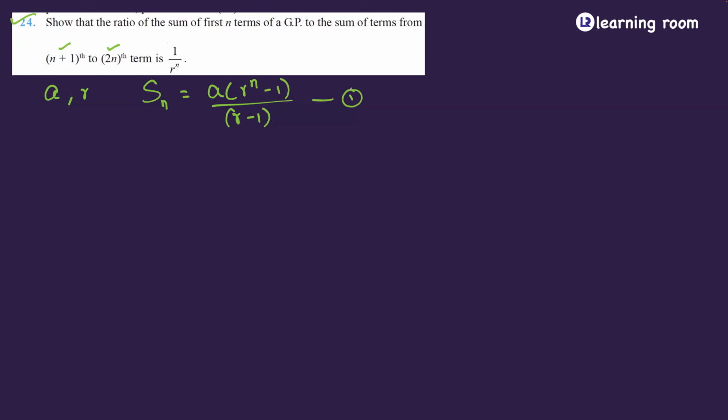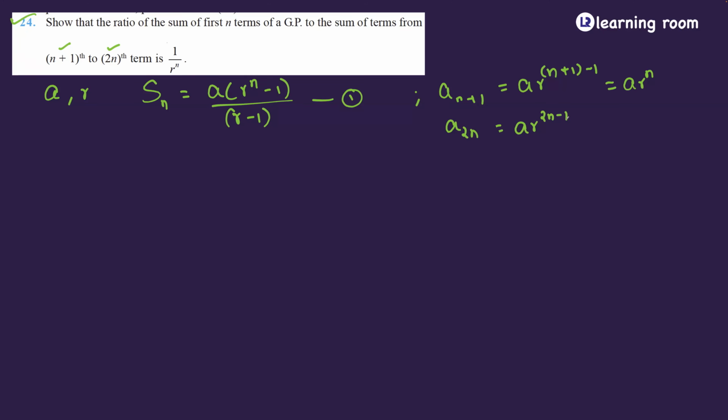Now, the sum of terms from n plus 1th to 2nth term. So what is going to be the n plus 1th term? A n plus 1 will be equal to AR raised to the power n. So see, if it is nth term, it is AR power n minus 1. If it is n plus 1th term, AR power n plus 1 minus 1, which will be AR raised to the power of n. Similarly, what will be the 2nth term? So A2n is equal to AR raised to the power of 2n minus 1. Am I clear with this?